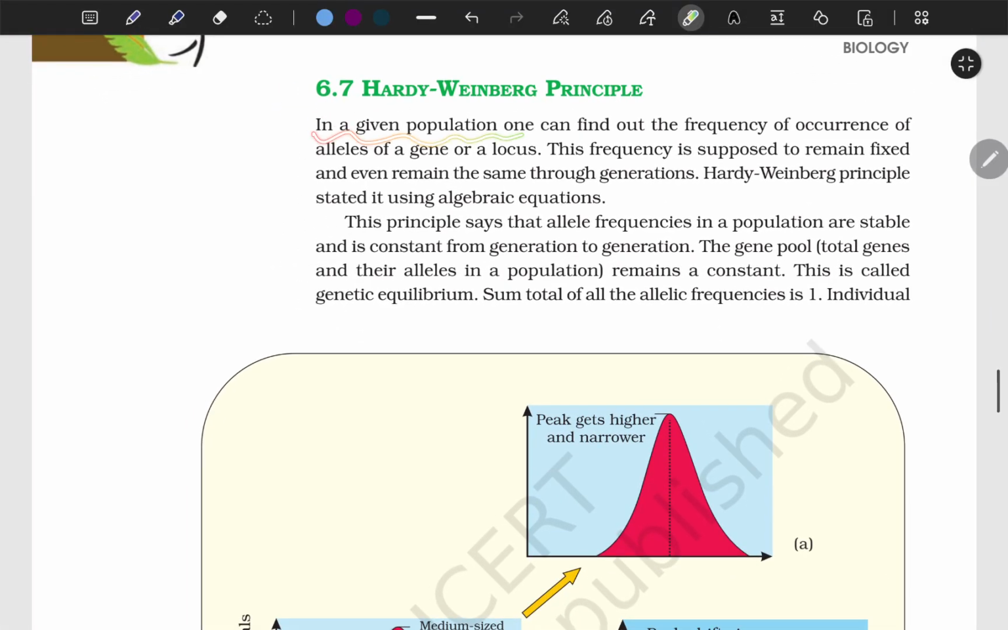In a given population, one can find out the frequency of occurrence of the alleles of a gene or a locus. This frequency is supposed to remain fixed and even remain the same through the generations. Hardy-Weinberg principle stated it using algebraic equations. This principle says that allelic frequency in a population is stable and is constant from generation to generation. The gene pool, the total genes and their alleles in a population, remains constant. This is called genetic equilibrium.